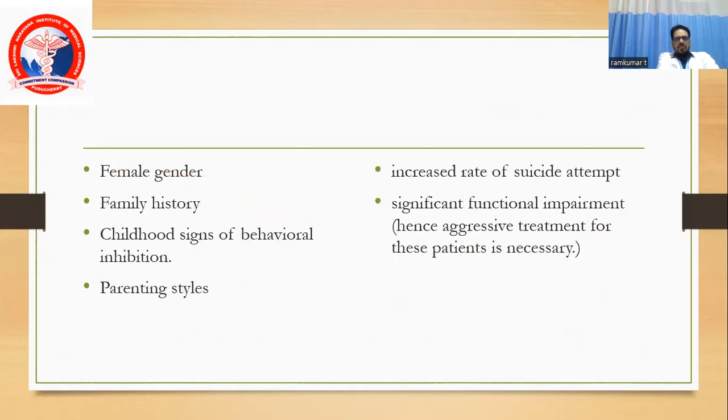Risk factors include female gender, family history, childhood signs of behavioral inhibition, and parenting styles. There is an increased rate of suicide attempts and significant functional impairment, hence aggressive treatment for these patients is necessary.